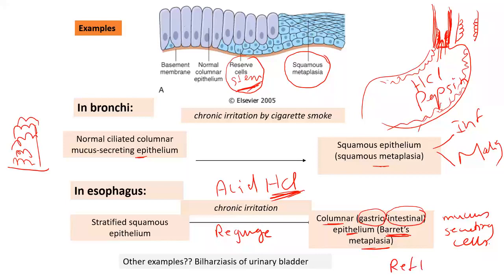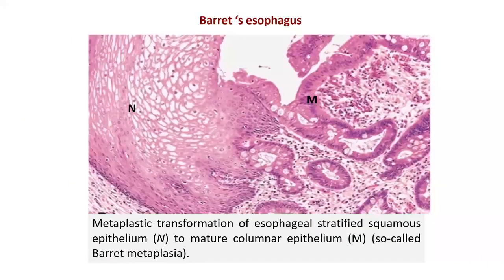Okay, and this was originally described by a professor named Barrett, and so they called this metaplasia Barrett's metaplasia or Barrett's esophagus. So Barrett's esophagus is the columnar metaplasia of the lower end of the esophagus in cases of chronic reflux esophagitis. Okay, other examples, bilharziasis of the urinary bladder. In bilharziasis of the urinary bladder, we have change from the transitional epithelium into squamous epithelium or even columnar epithelium, and you are going to study this in bilharziasis later on.